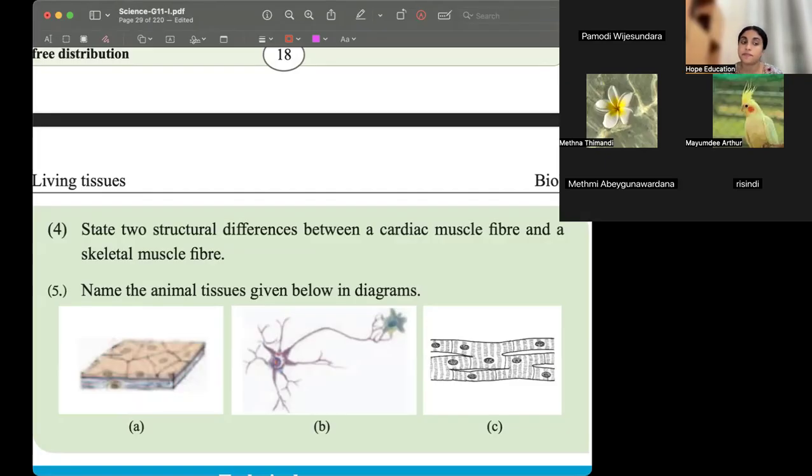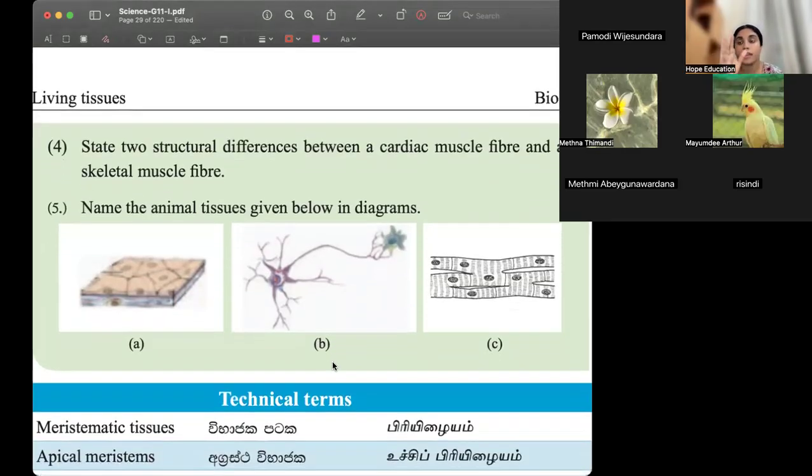Name the animal tissues given below in diagrams. What do you think A is? These are animal tissues. We learned about epithelial tissues, connective tissues with only blood, then muscle tissue and nervous tissue. So it should be among these. Don't overthink too much. Answer with what you know.